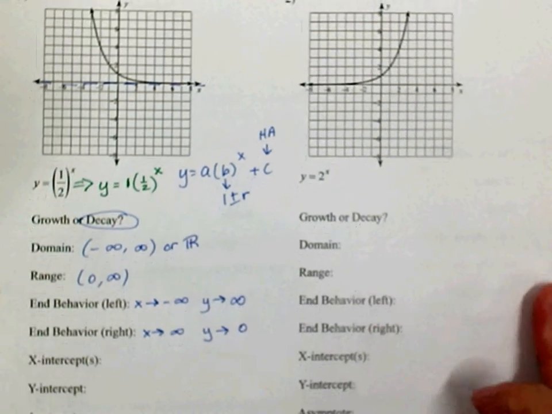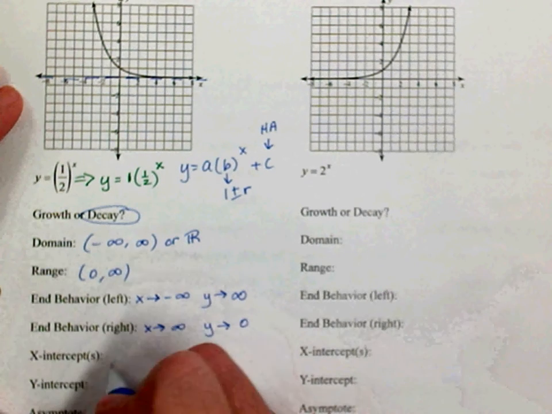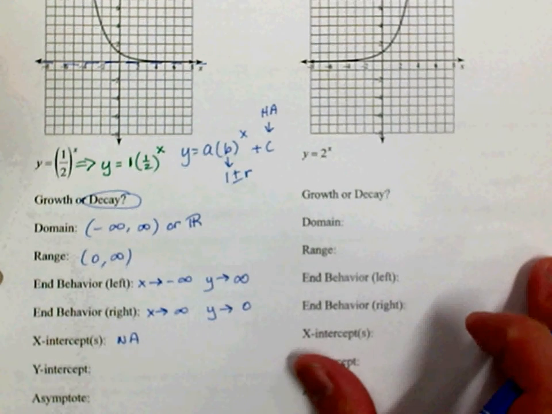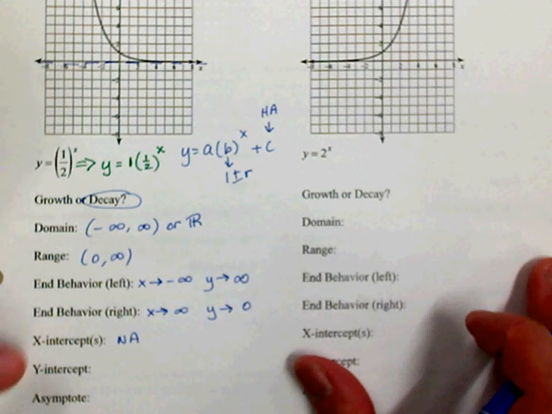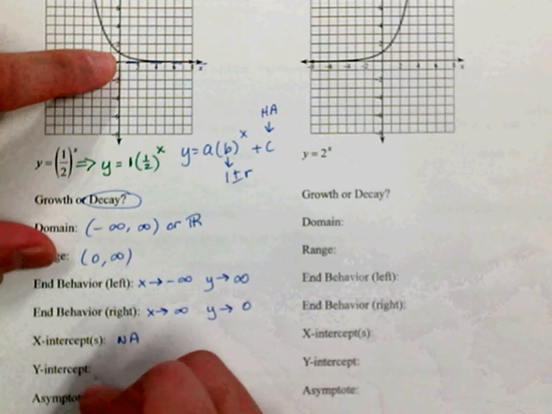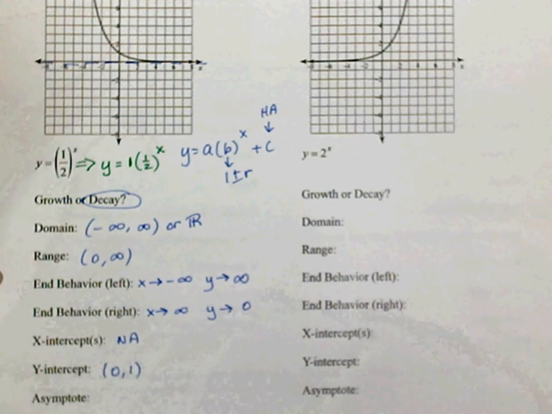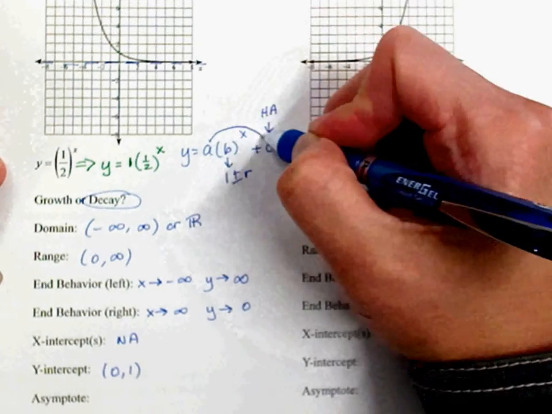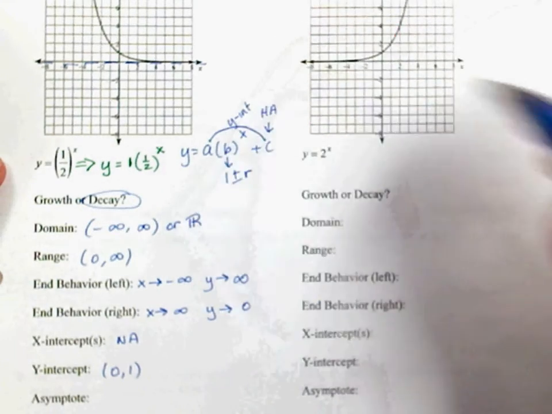There's the bridge that's stopping it. This one never crosses the x-intercept, so I'm going to write NA. Do not leave it blank. Write NA. Your y-intercept, you're crossing at 1. It is always going to be the A plus the C. That's going to be your y-intercept.